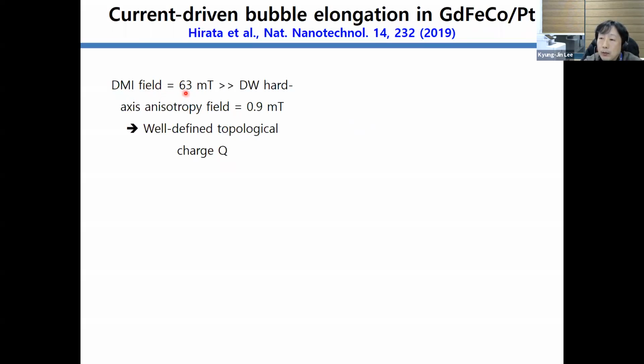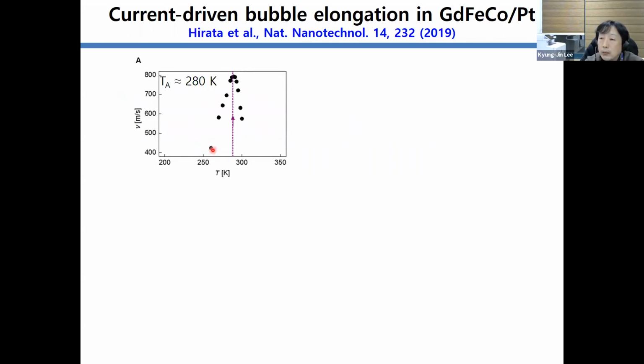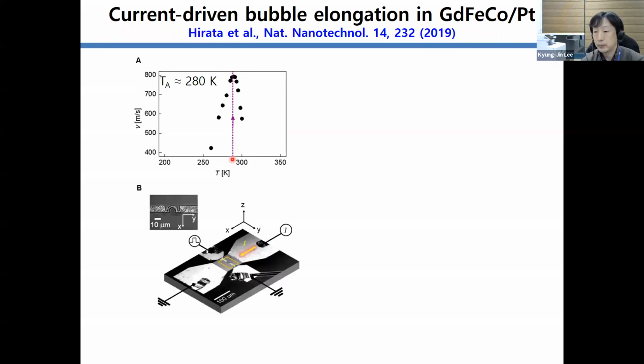It's about 60 millitesla, which is much larger than the hard axis anisotropy, which is about 1 millitesla, meaning that this sample has a very well-defined topological charge Q. Then we measured the field-driven domain wall velocity and found that it is maximum at around 280 K, which is identified as the angular momentum compensation temperature TA.